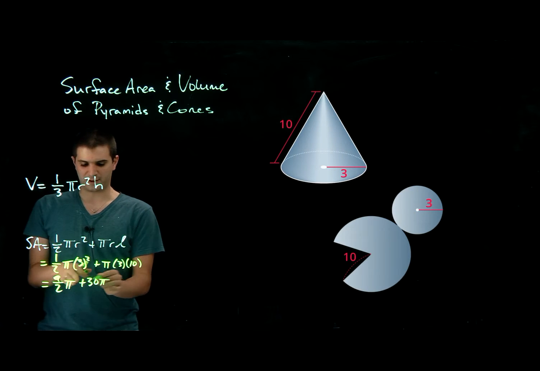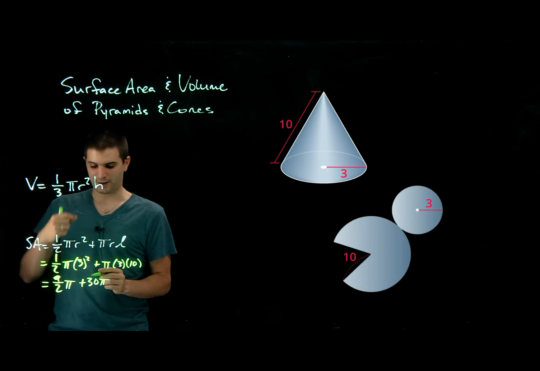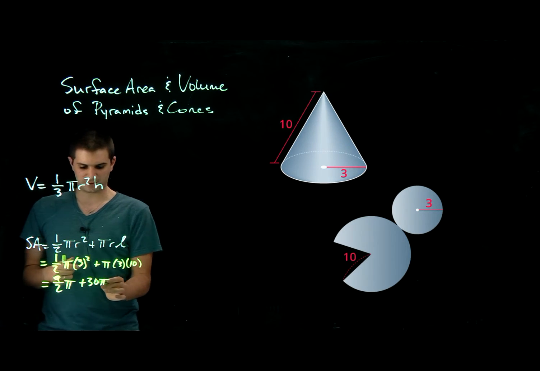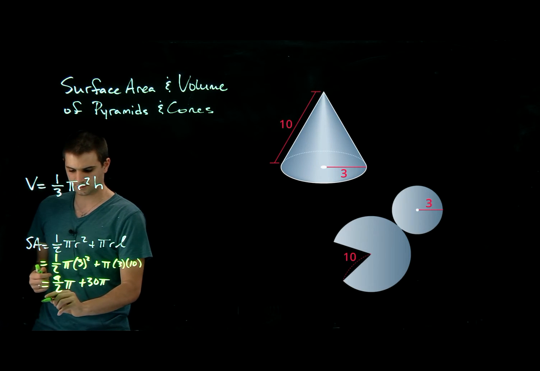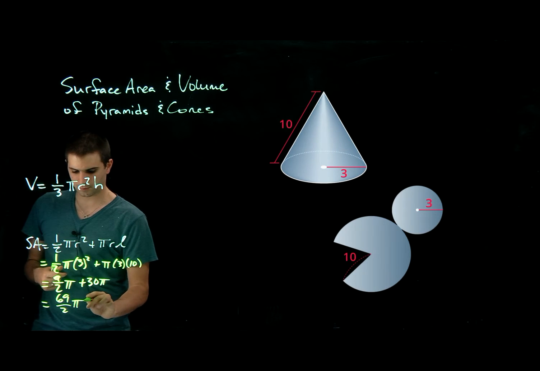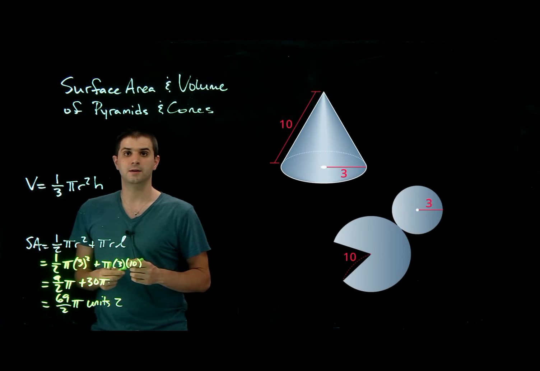Okay, so 9/2 pi is 4.5 pi, so we can write this as 34.5 pi. Okay, we can also convert this to halves, so we get 69/2 pi. We can write it a couple ways. 69/2 pi units squared. It's going to be the surface area.